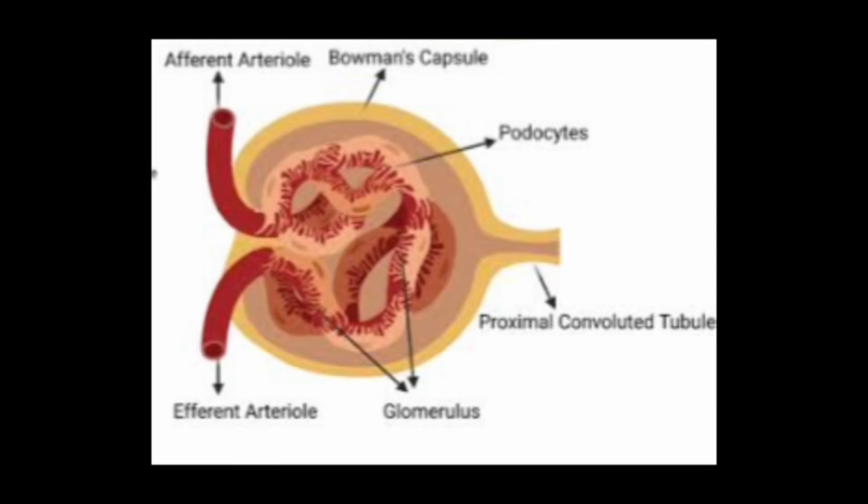Next, we have the afferent arteriole. The keyword between the afferent and efferent arterioles: you can define them by the first letter. For afferent, we have A, which means enters into the glomerulus. However, the E means exits, which means exits the glomerulus. So going back, we have the afferent arteriole, which enters the glomerulus.